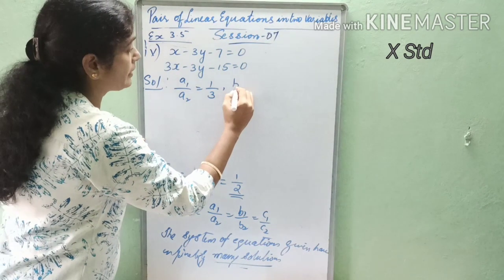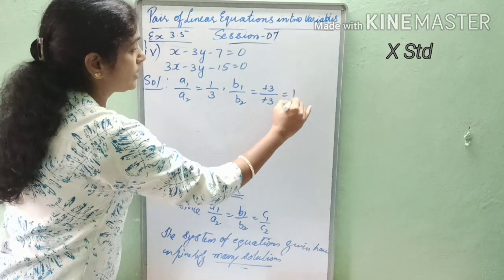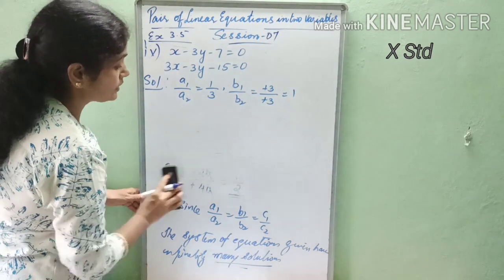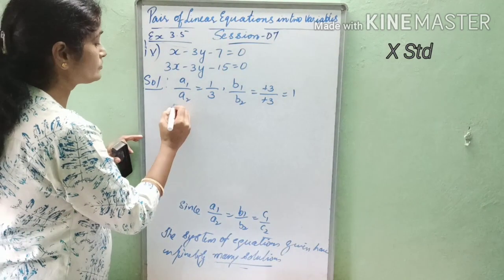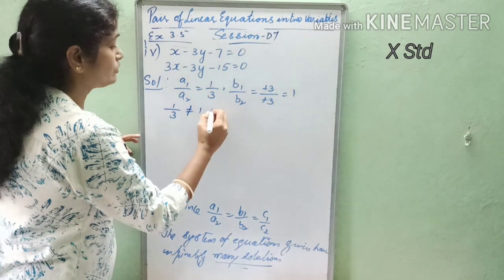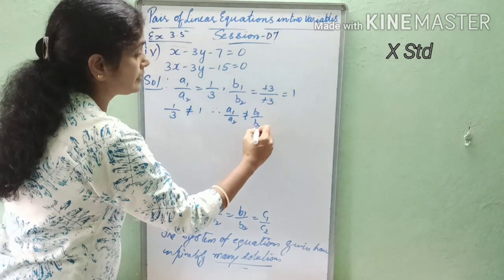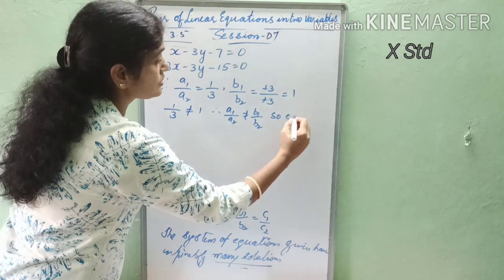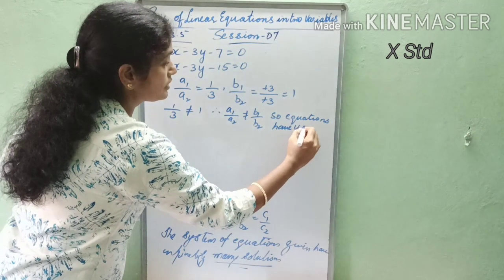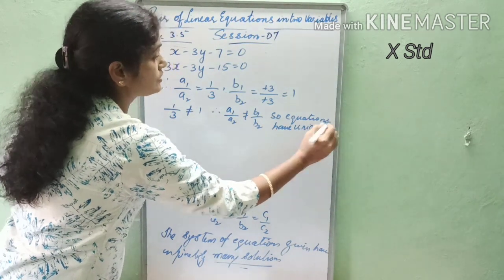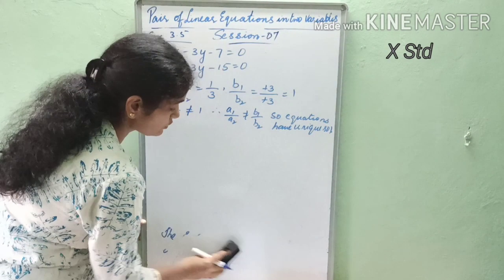Then what is B1 by B2? B1 by B2 is minus 3 by minus 3, that is 1. So their ratios are not equal. Once their ratios are not equal, they are having unique solution. 1 by 3 is not equal to 1. Therefore, A1 by A2 is not equal to B1 by B2. So, equations have unique solution.